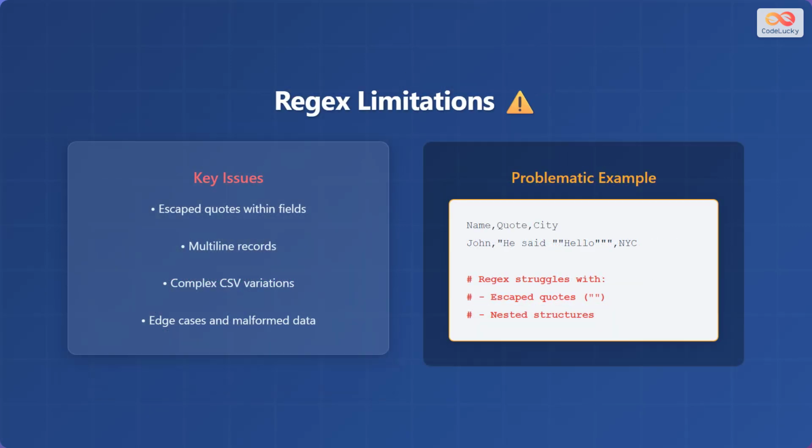While regex can be useful for simple CSV parsing, it has several limitations. Key issues include escaped quotes within fields, multiline records, complex CSV variations, and edge cases and malformed data. Consider this problematic example. Notice that the quoted field has escaped quotes within the string. Regular expressions struggle with escaped quotes and nested structures.